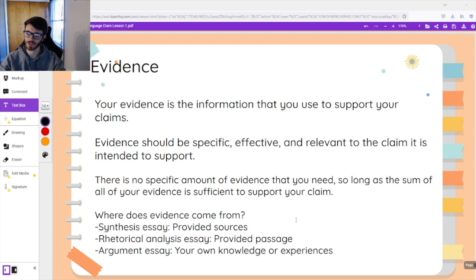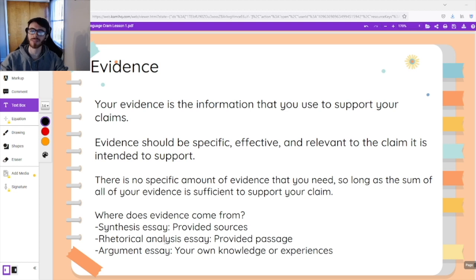And where does evidence come from? It depends on which essay you're working on. On the synthesis essay, all of your evidence is going to come from provided sources. You can maybe occasionally include something from your head that's not in the sources, but 95% of your evidence should come from those sources. They're given to you. They're there for a reason. They want you to use them.